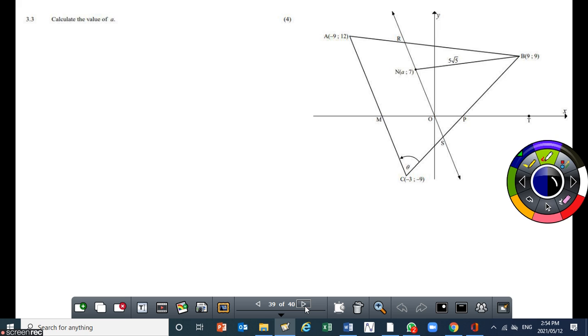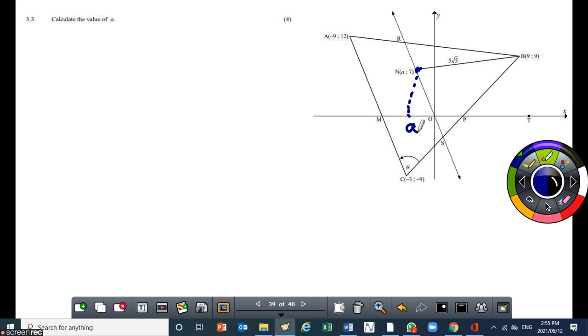Then 3.3, calculate the value of A. A, you see this A here, is the value of x at that point. We now know the equation for RNS. We know the x value here. So the y value is 7. And the y value is equal to what? To A. So how would you carry on?